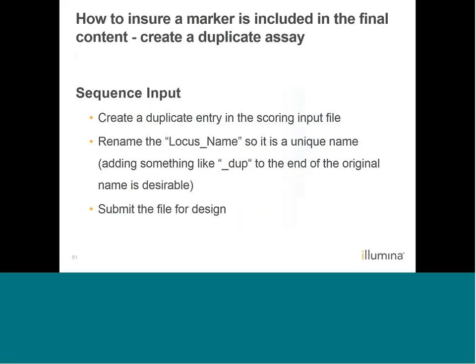A way to ensure that those probes are included is to create a duplicate assay. And this is done using a sequence input file. So you'll create a duplicate entry in the scoring input file: create a new row, and rename the locus name so it's unique. DesignStudio cannot process duplicate locus names, so we have to give it a different name, and you can either add a suffix to the end or a prefix to the beginning. We do recommend including the name of the original locus so that you'll be able to determine the duplicates. You can submit this file for design.